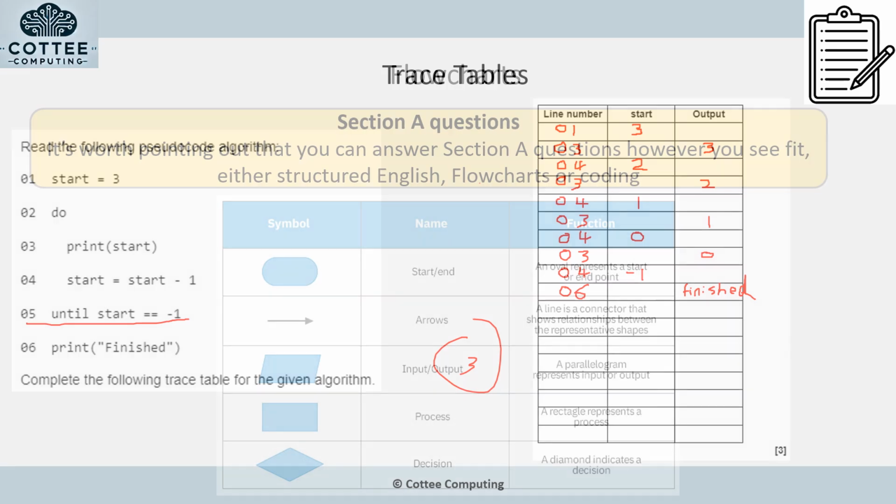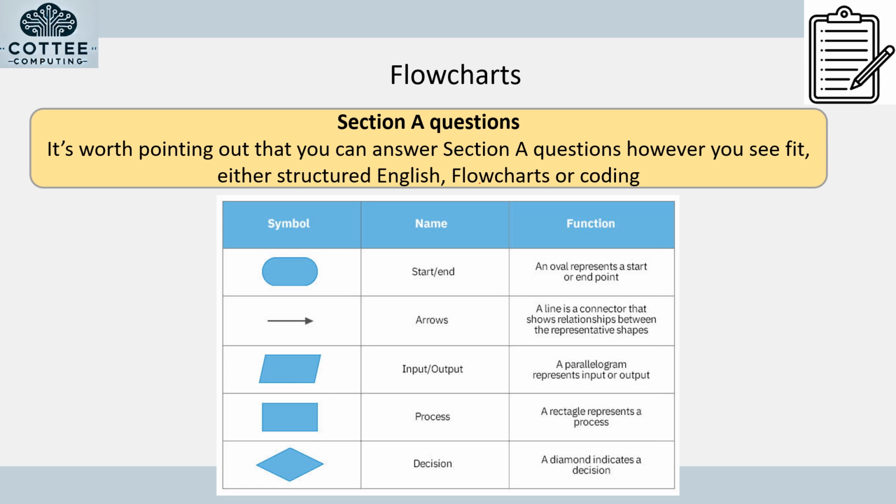So yeah, we've also got flowcharts. Now, one thing that I will say is there are 2 sections in your paper, section A and section B. In section B, you must write in code, so like in Python. They call it exam reference language, or OCR reference language. You can, in section A, answer anything that you want. So you can do it in structured English, you can do it in flowcharts, but you can do it in coding.